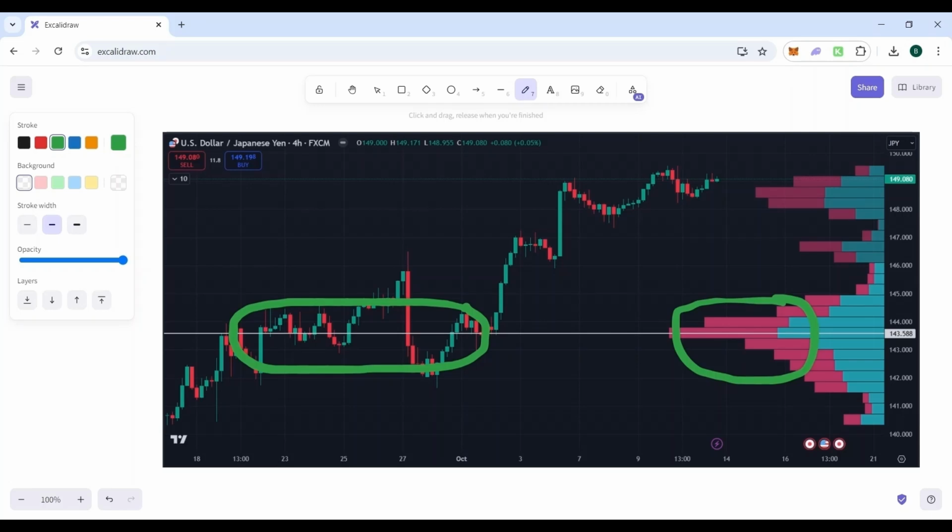So guys, I think volume profile is very important as a trader because it can help you to spot significant support and resistance levels. So I think you should consider incorporating it into your trading, as it can help you to spot fake outs and avoid common pitfalls in trading.